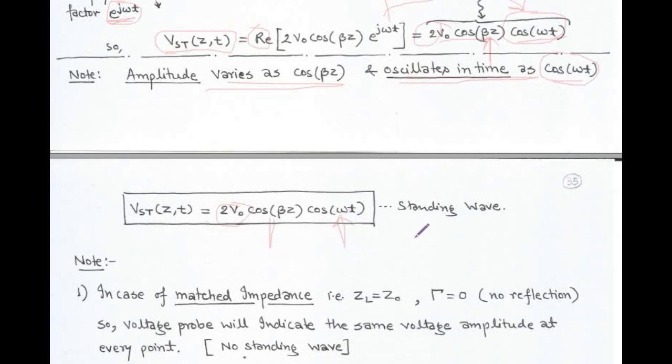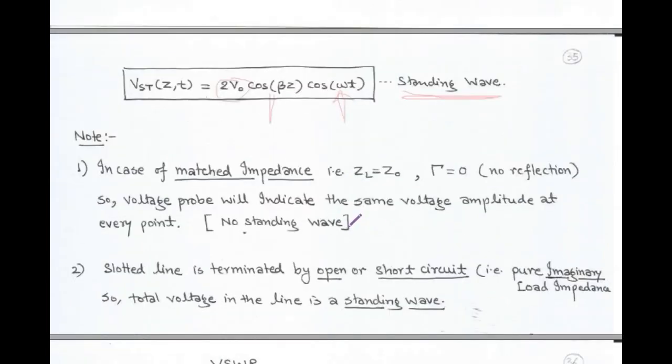And this equation is called a standing wave equation. Now we note the points. The first point is, in case of matched impedance, that is ZL equals Z0, there is no reflection. Here the reflection coefficient capital tau is equal to 0.